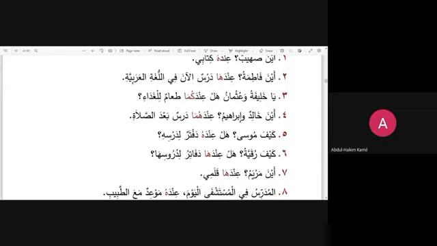Now this is Arabic. How clear do you want your Arabic to be? You don't want to mumble it like that. That's not how you want to say it. Darsun, you want that noon clear. Otherwise they're going to misunderstand it.